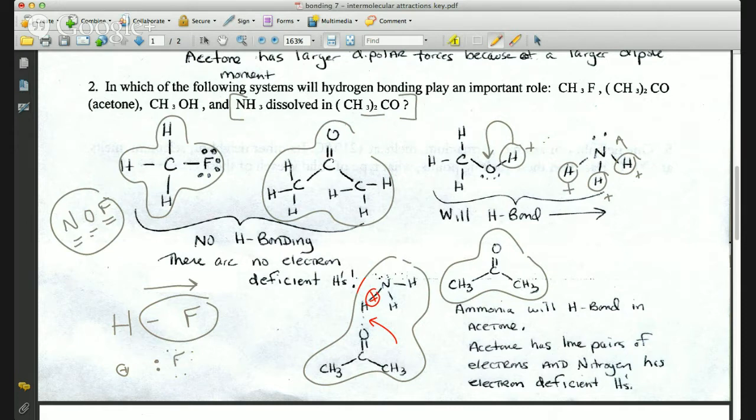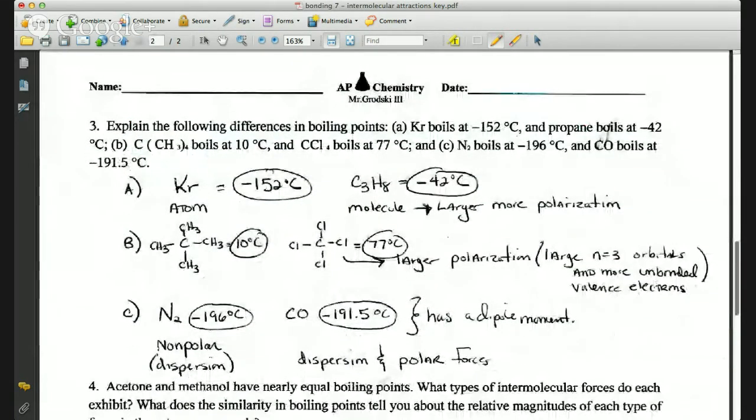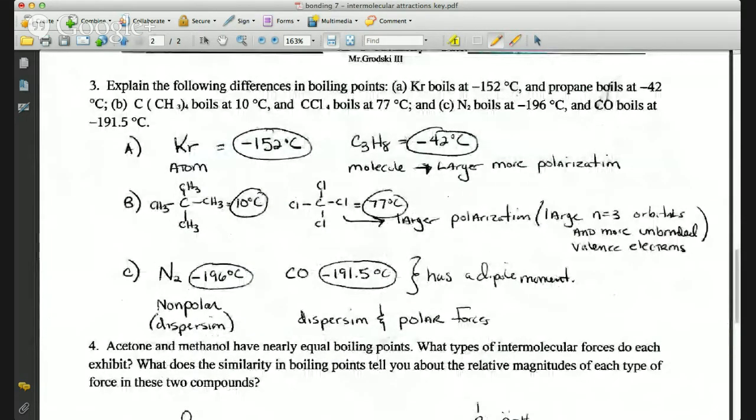So even though this doesn't H bond with itself, it could in fact H bond with an electron deficient H of another molecule. Important to realize that moving forward. Okay, explain the following difference in the boiling points.